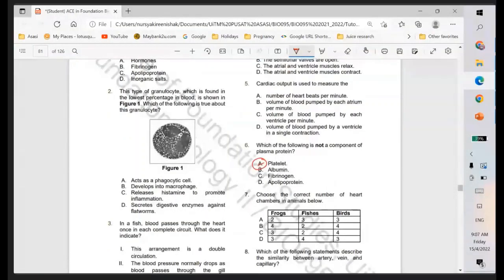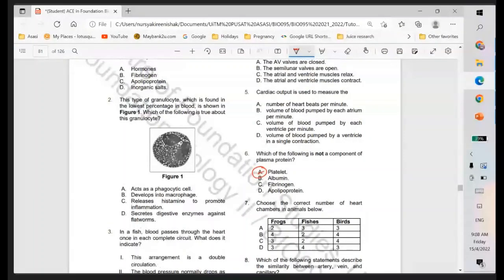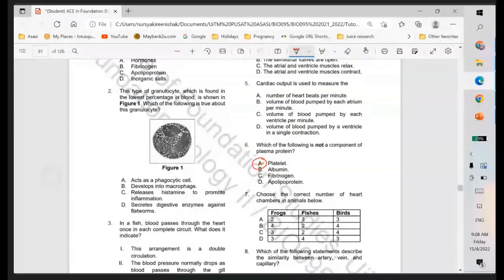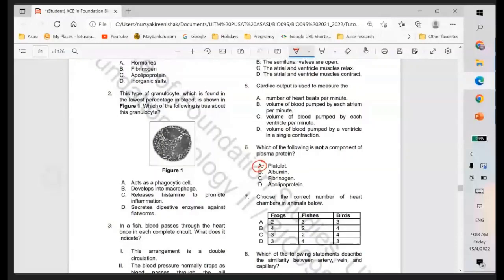Selain erythrocyte, leukocyte dengan platelet. Okay. Which of the following is not a component of plasma protein?